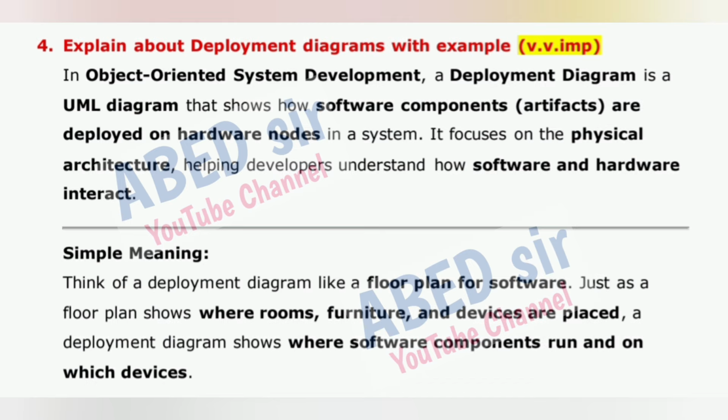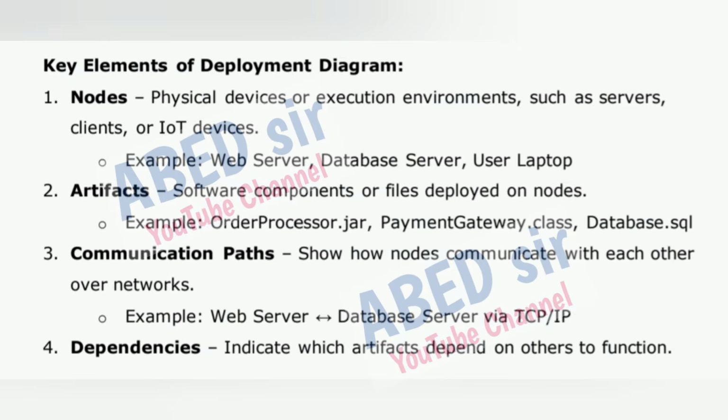Simple meaning. Think of a deployment diagram like a floor plan for software. Just as a floor plan shows where rooms, furniture, and devices are placed, a deployment diagram shows where software components run and on which devices. Key elements of deployment diagram. 1. Nodes, physical devices or execution environments, such as servers, clients, or IoT devices. Example, web server, database server, user laptop.